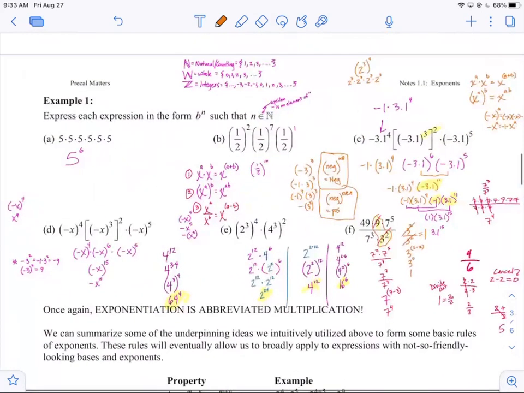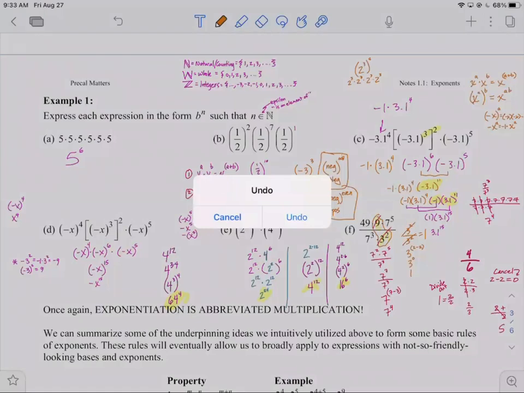Hey, we're done with number 1. We got 7 minutes left. I know, right? But here's the thing. Now that we know the rules, we can boogie, right? We can fast track boogie.